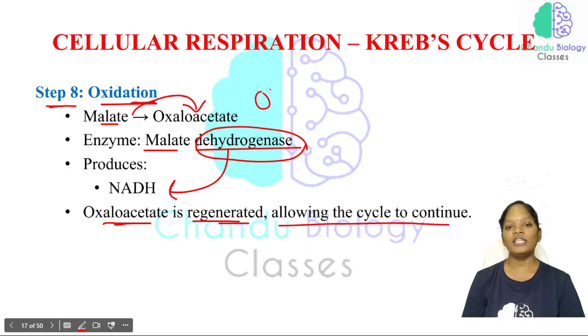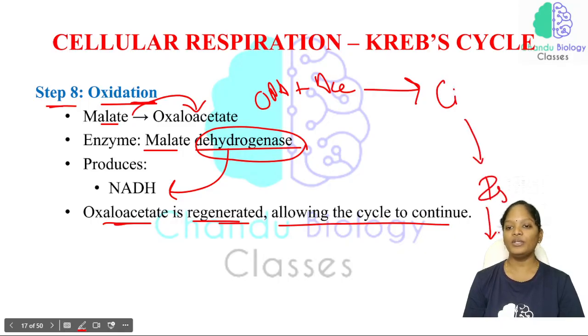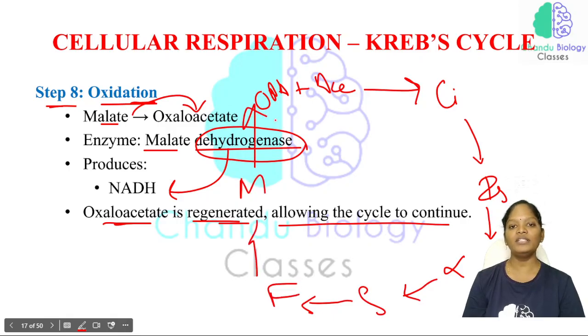Again, the oxaloacetate together with acetyl CoA is converted into citrate, and citrate to isocitrate, and isocitrate to alpha ketoglutarate, and alpha ketoglutarate to succinyl CoA to fumarate, and fumarate to malate, and malate to oxaloacetate.